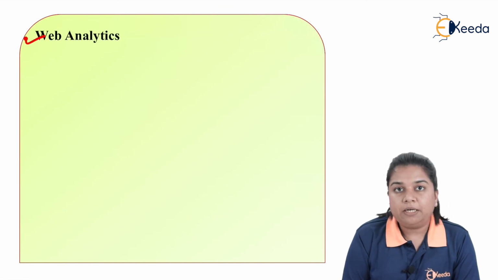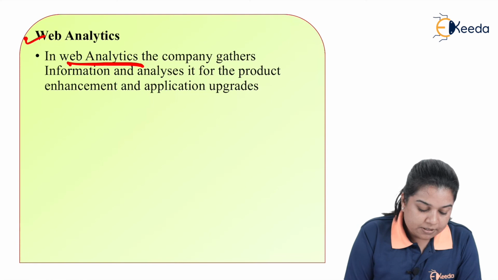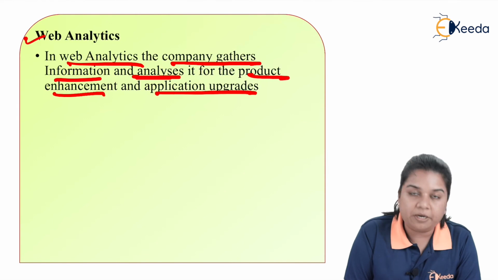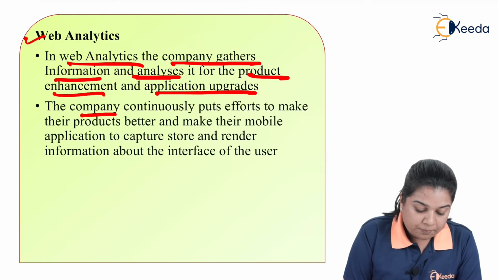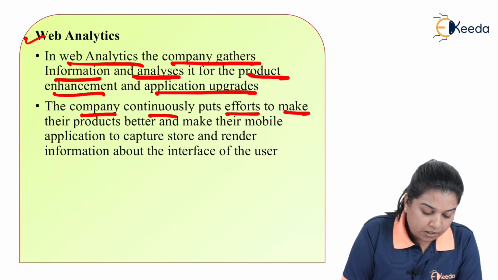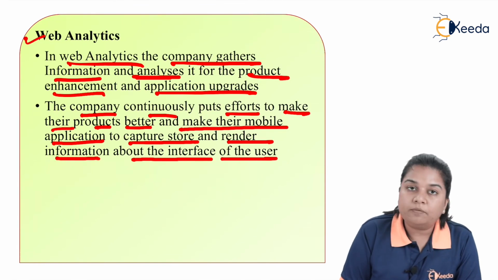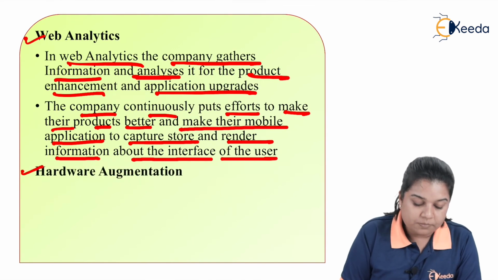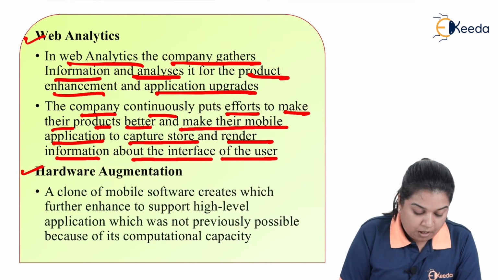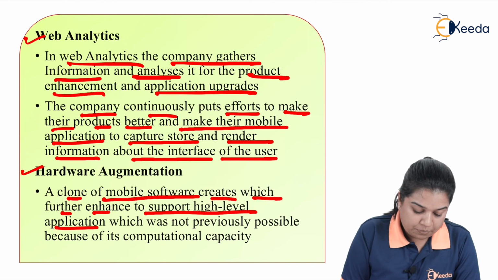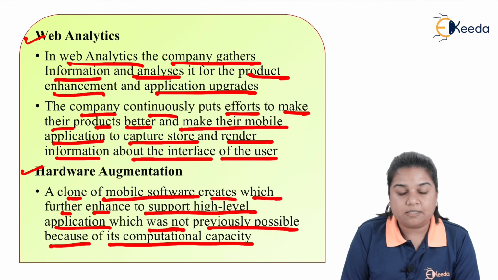Then comes web analytics. In web analytics, the company gathers information and analyzes it for product enhancement and application upgrades. The company continuously puts in effort to make their products better and to make their mobile application capture, store, and render information about the interface of the user. Then comes hardware augmentation. A clone of the mobile software is created which is further enhanced to support high level applications which were not previously possible because of its computational capacity.